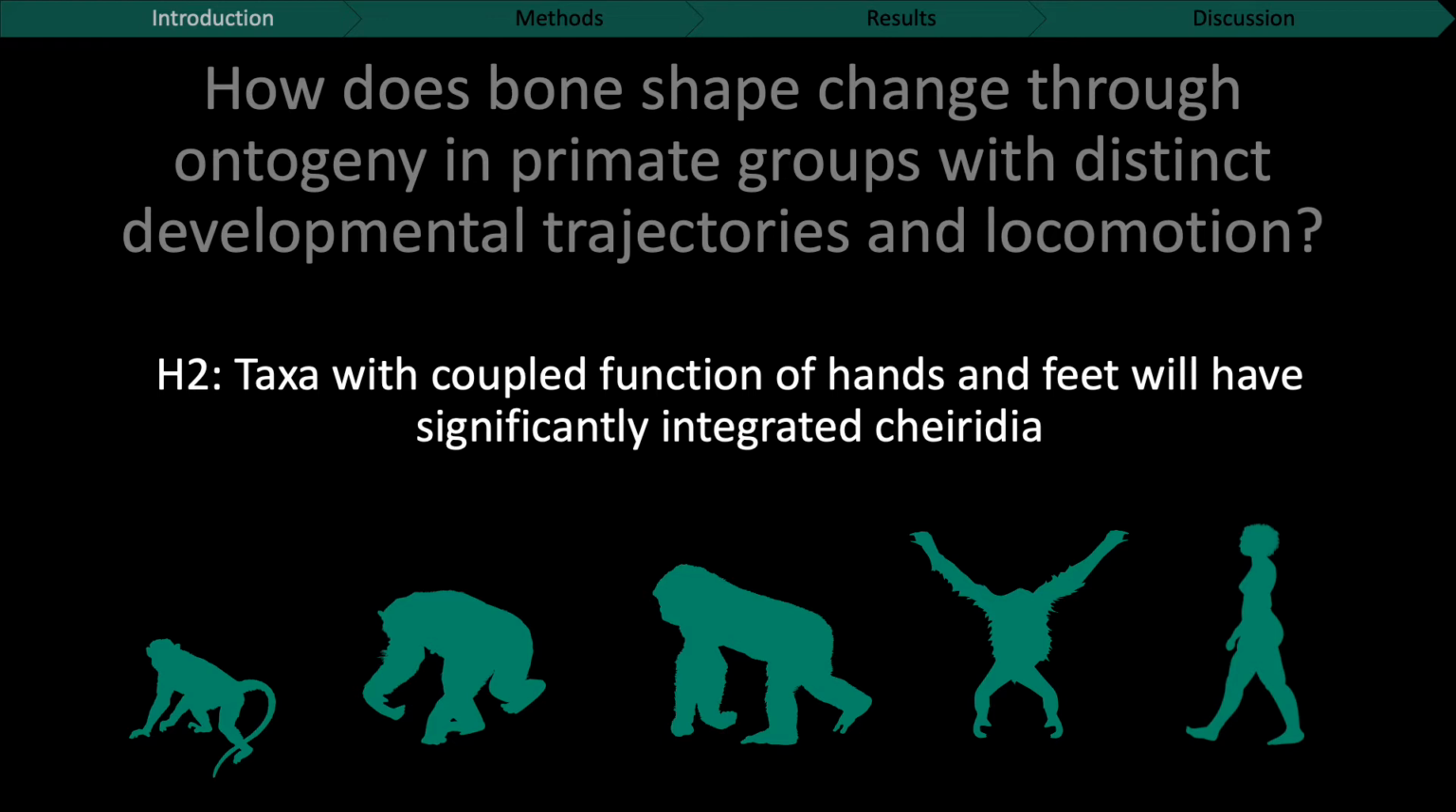I'm also testing a second hypothesis. I hypothesize that taxa with coupled function of hands and feet will have significantly integrated chiridia. Now, this one I'm going to break down a bit.